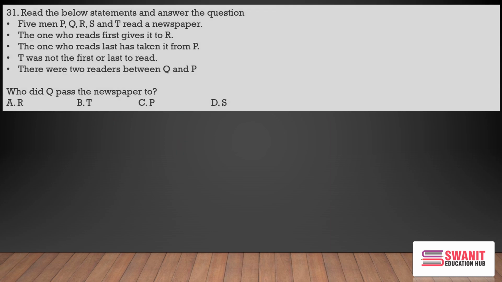Another question. It says, read the following statements and answer the question. Five men P, Q, R, S, and T read a newspaper. The one who reads first gives it to R, which means the first person hands it over to R. Then the one who reads last has taken it from P. That means P is the second last person to read the newspaper. T was not the first or the last. Since there are five people, there are five positions: one, two, three, four, and five.